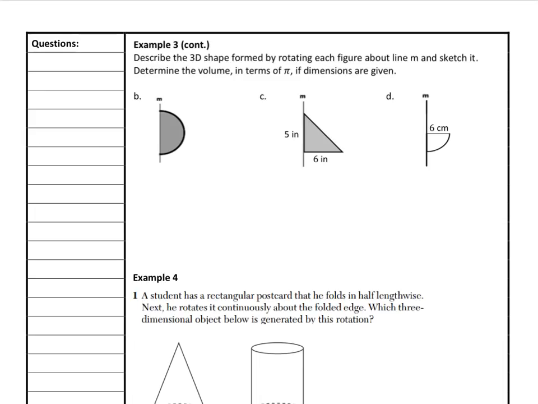So example 3 is continued here, and it says describe this 3D shape formed and sketch it, and then determine the volume in terms of pi if dimensions are given. So notice that this says in terms of pi, unlike the last one that told us to round.